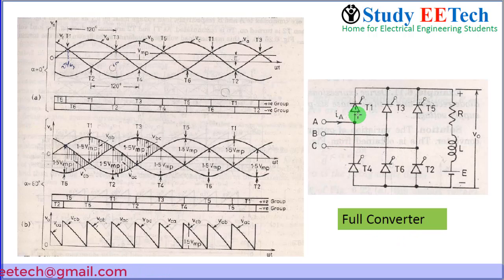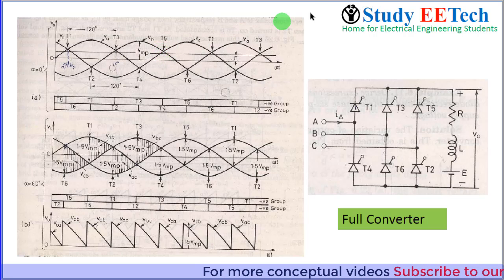In the full converter, this element is T1, this element is T2, this is T3, this is T4, this is T5 and this is T6. And the input voltages are three-phase balanced voltages A, B and C. How to draw three-phase voltage quickly and correctly I have shown in one of my videos. You can watch that by clicking the I button here.